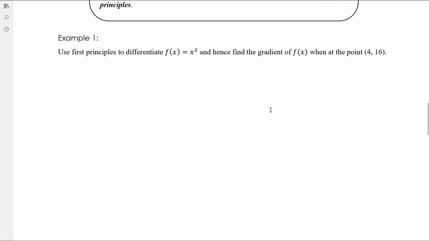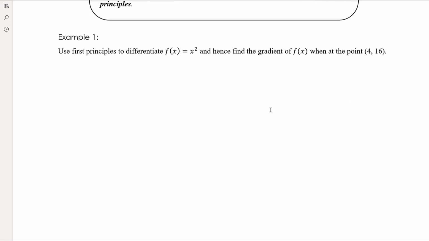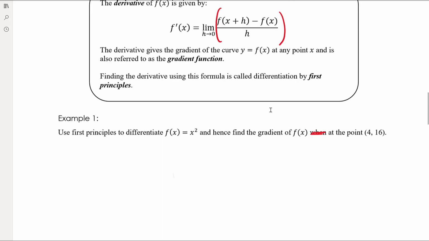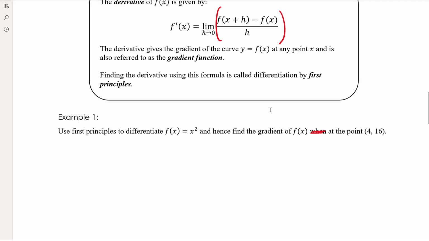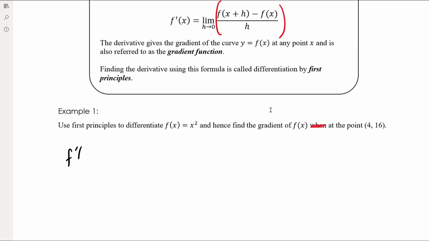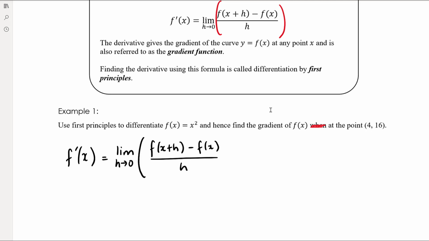Okay, let's use first principles to differentiate f of x equals x squared, and hence find the gradient of f of x at the point (4, 16). Okay, so we want to calculate our derivative by first principles. So we know that f dash x is going to be equal to the limit as h approaches 0 of f of x plus h minus f of x all divided by h.